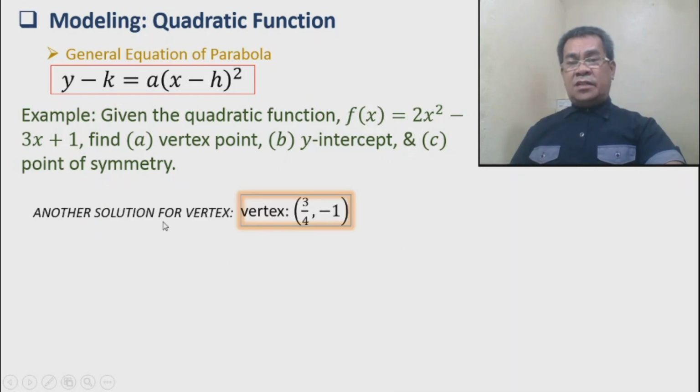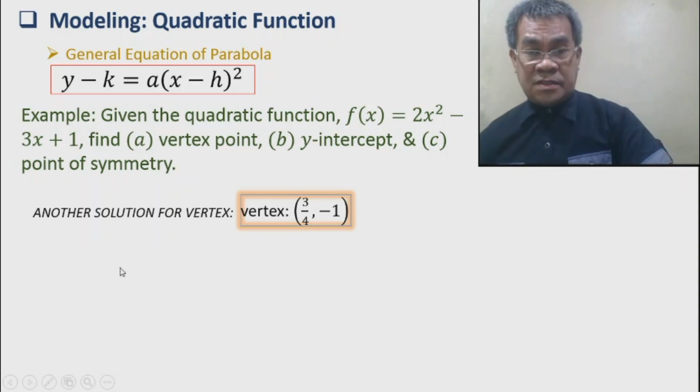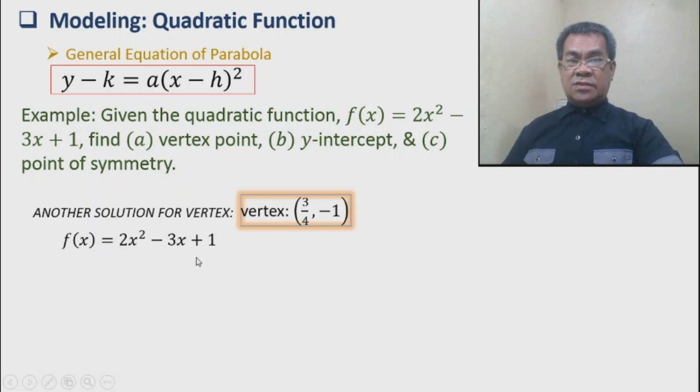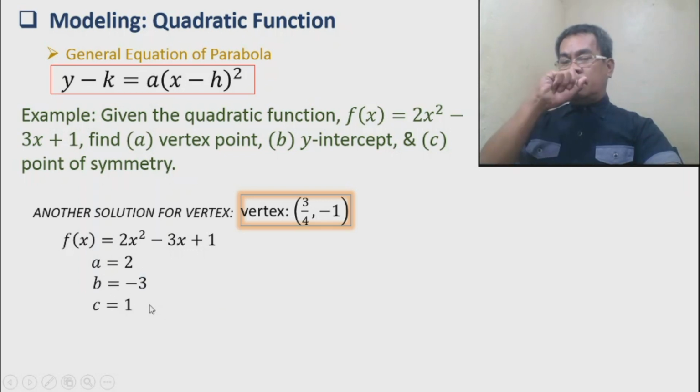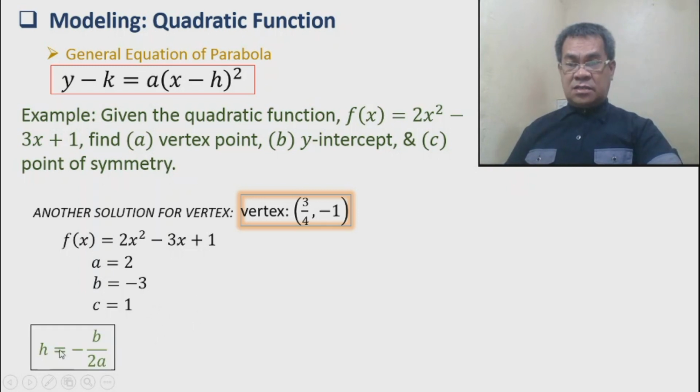Now, another way to solve for the vertex. Another way to solve for the vertex is actually using the formula we previously derived for h. So remember that our equation is 2x squared minus 3x plus 1. So a is 2 and b is -3 while c is positive 1. Okay? So using the formula, remember in our derivation that h is negative b over 2a. Now all you need to do is substitute everything here. So then we can have the result.